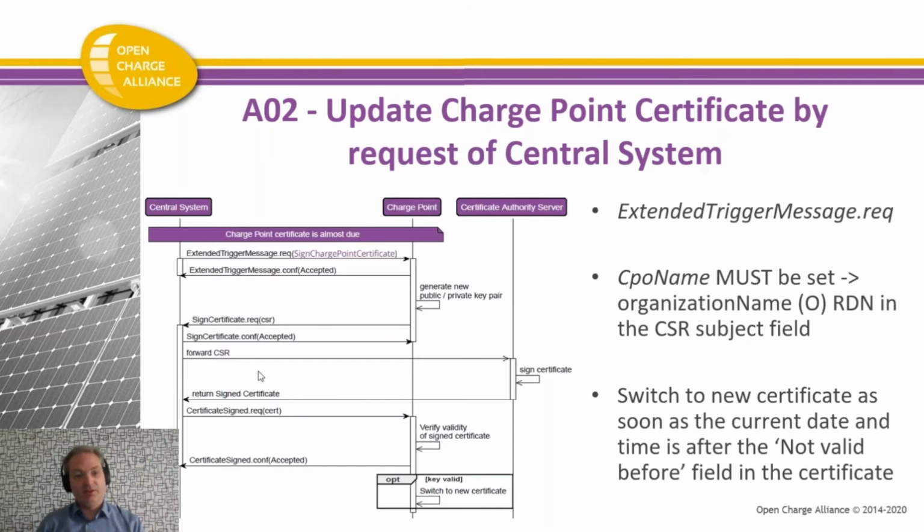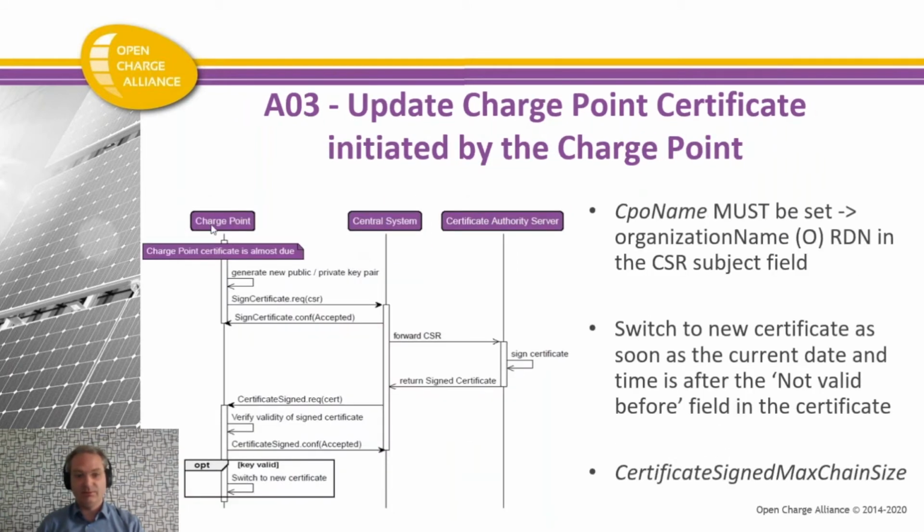Well, this procedure is when the central system starts its procedure with a trigger. The charge point also can do it itself. So when the certificate is almost due, the charge point itself can also start the procedure. In that case, no trigger message is necessary, but it can just generate a new public and private key pair and request to the central system to sign a certificate using the same message exchanges. Again, with the signed certificate request. And once it's signed by a certificate authority, it can be sent back by the central system to the charge point again.